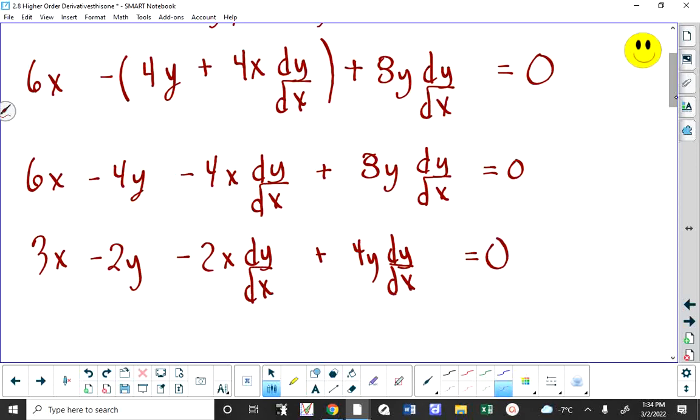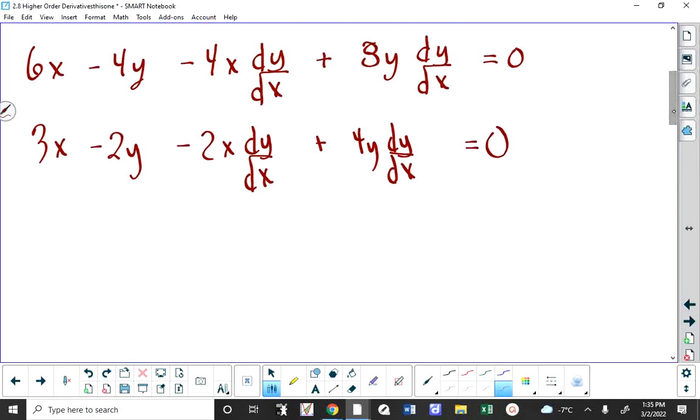And I'm going to check because I was writing awfully quickly there. Divided by 2, divided by 2, divided by 2, divided by 2. Looks good. So I'm going to move my dy dx terms to the right side and write 2x dy dx minus 4y dy dx. You could have moved them to the other side. Doesn't matter.